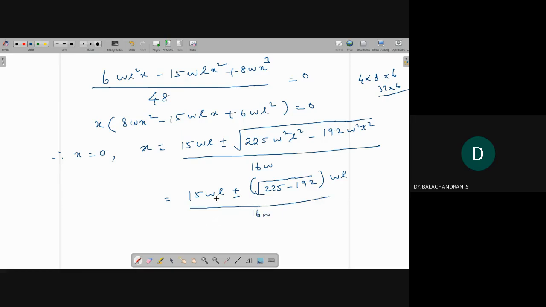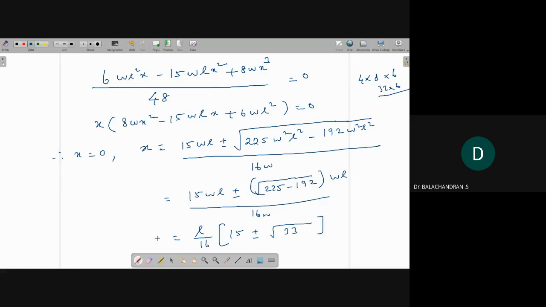So you take omega common, and then cancel omega. So the remaining is what? 15. L you can take common, L by 16. Omega is cancelled. Remaining is 15 plus or minus root of 225 minus 192, that is 33.